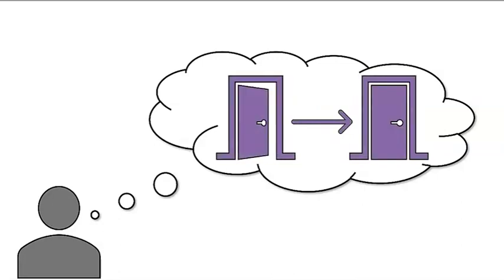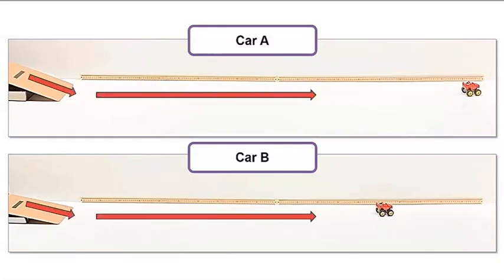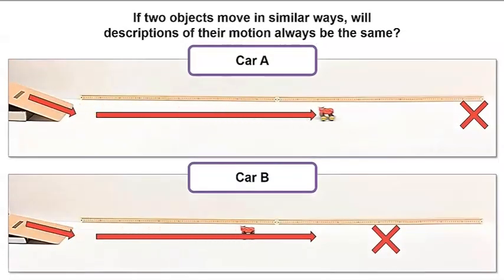I can think of something else that has mechanical energy. The cars from our investigation have mechanical energy. Do you notice that even though our two cars moved at different speeds, we could still describe their motion in the same basic way? The cars went down the ramp and then moved in a straight line until they stopped. If two objects move in similar ways, will descriptions of their motion always be the same? I think we need to investigate this question further. And in our next lesson, that's exactly what we'll do.